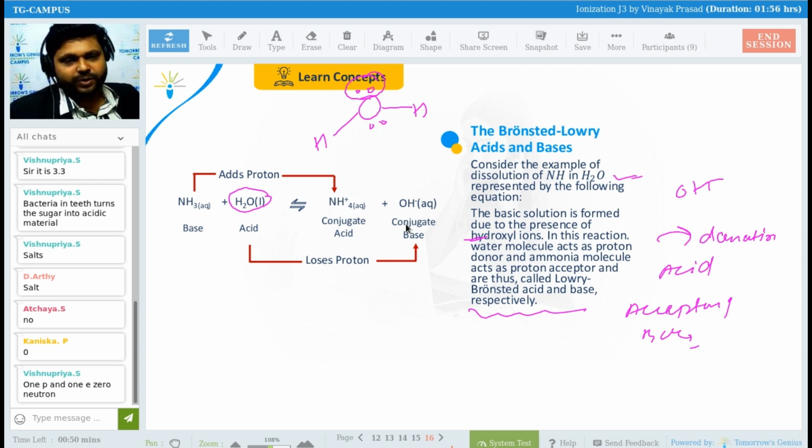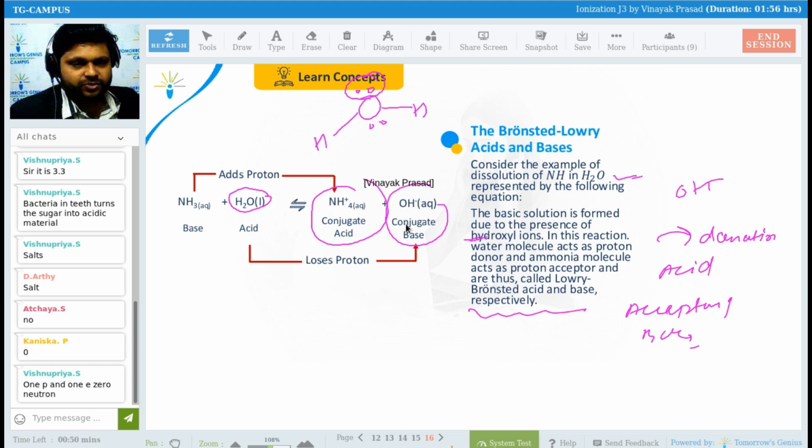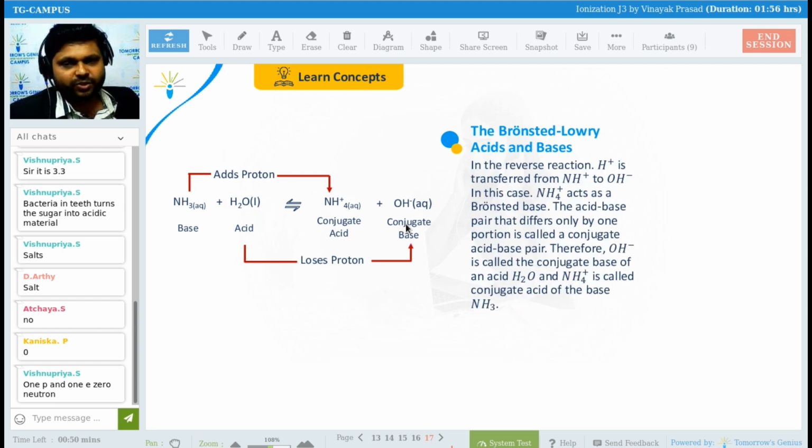See guys, here water, H2O, is there, right? That is the acid. And OH minus is there. So what we are going to get here is the conjugate base. Is it okay? And here NH3 is there, and NH4 plus is there, right? Water is the acid. So they are a conjugate acid and conjugate base pair, right?